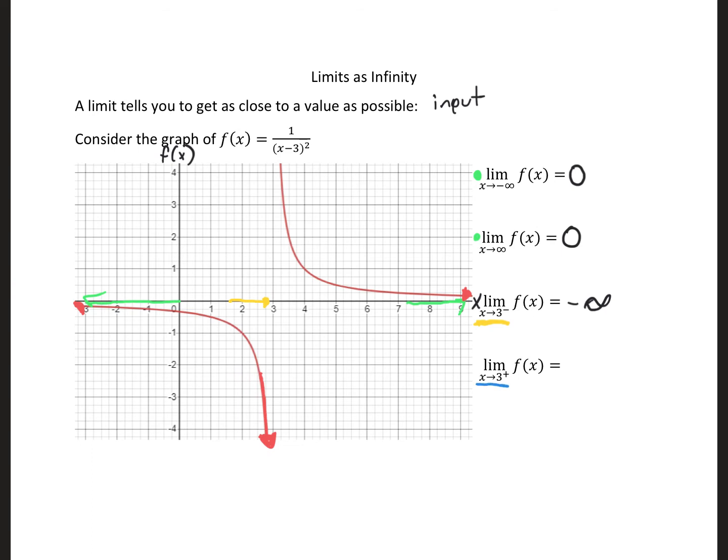As x approaches 3 with the plus sign is saying approach 3 from values just to the right of 3 and determine where the function is going. So if we are just to the right of an input value of 3, we can see the function is taking off and it's going to infinity.